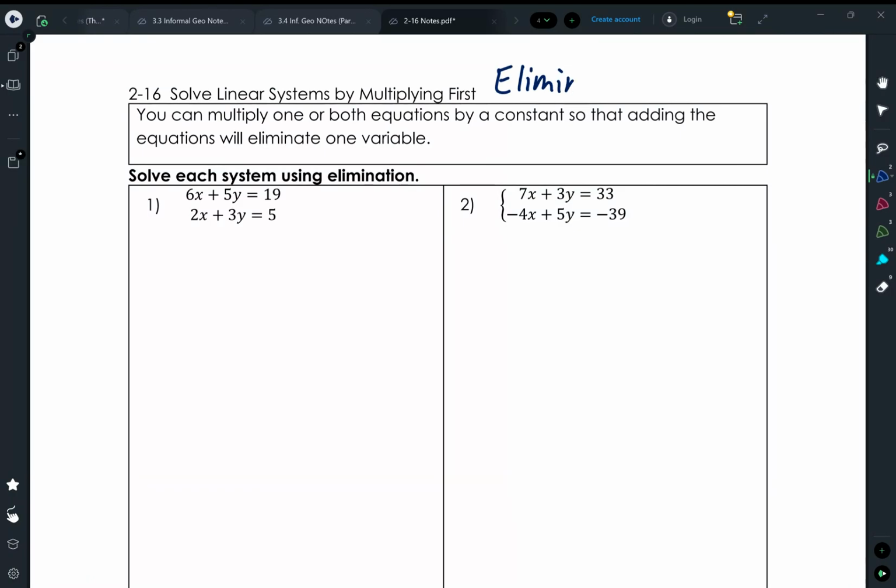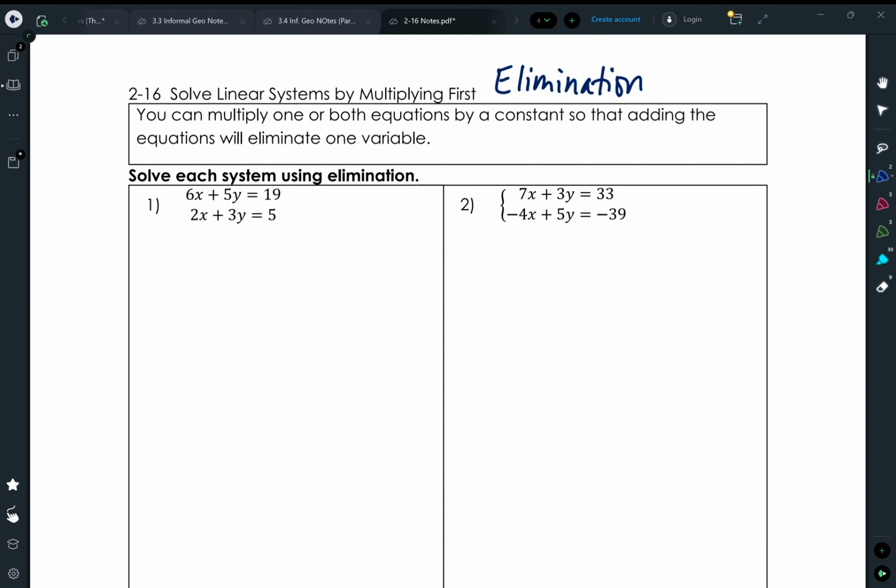So remember, elimination is when we are adding our equations together to eliminate a variable. So yesterday that was really easy. Today we're going to have to do a little bit of extra work before we can start eliminating. So I'm looking at question 1.